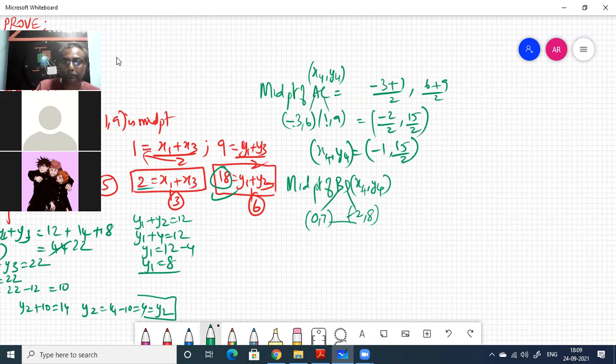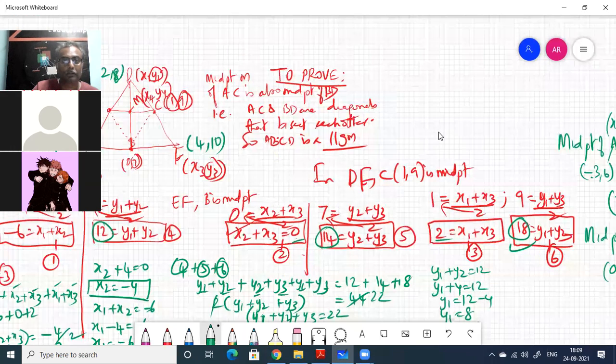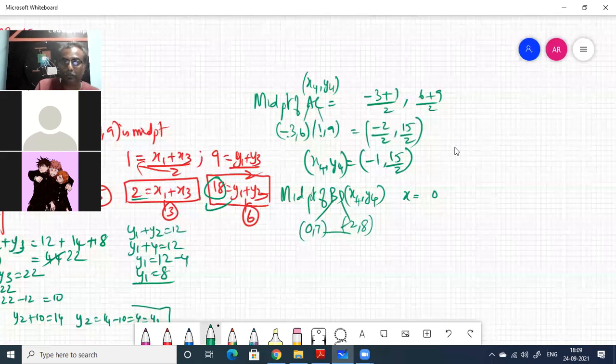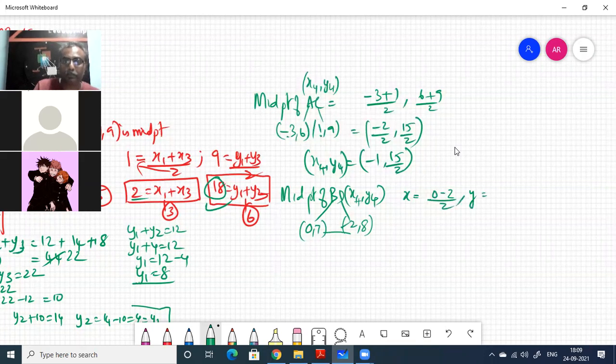So this one is equal to: x value is 0 minus 2, comma 8. Minus 2 comma 8. See, yeah. So 2 by 2 x, and y is equal to 7 plus 8 by 2. That is equal to minus 2 by 2 comma 15 by 2. That is equal to minus 1 comma 15 by 2.